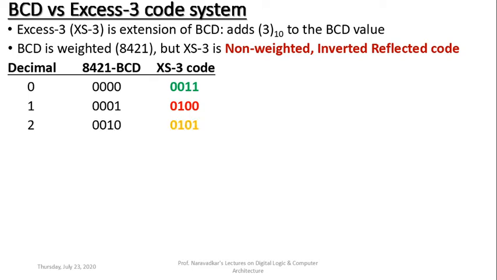Next is 2. Its XS3 will be 2 plus 3, that is 5. 5 expressed in binary is 0101, shown by yellow color. Next is 3. Its XS3 will be 3 plus 3, that is equal to 6. So 0110, shown by violet color on the right side. Next is decimal 4. 4 plus 3 is equal to 7, that is 0111, which is shown by black color.